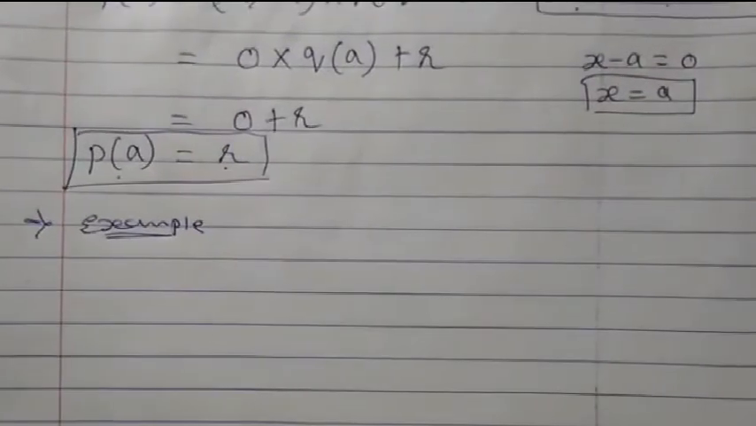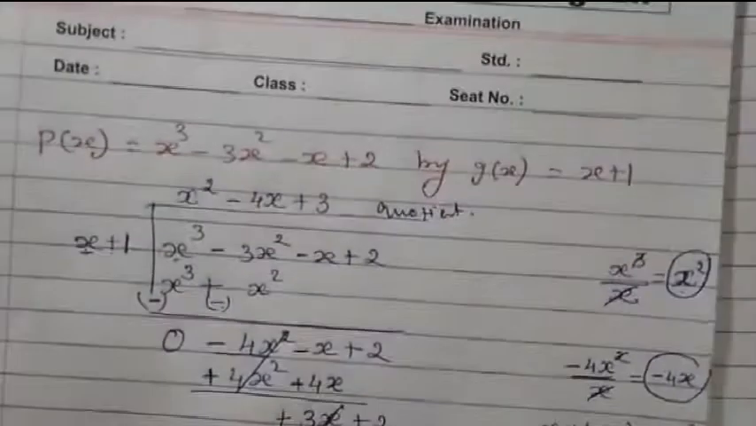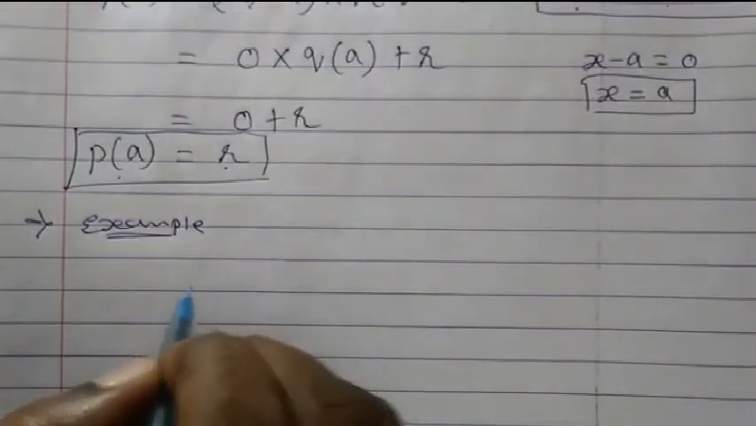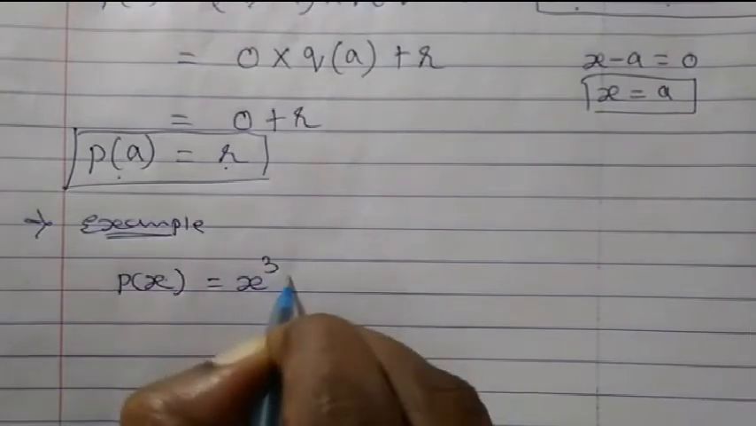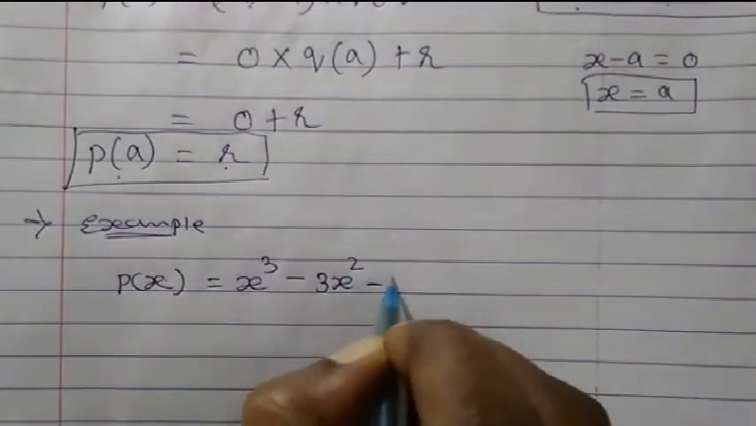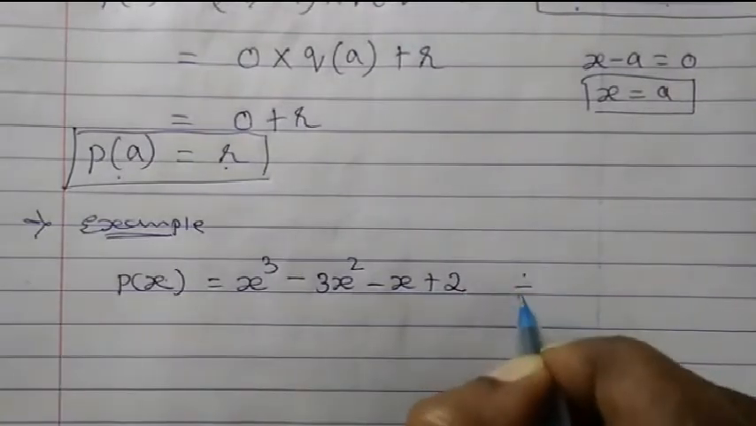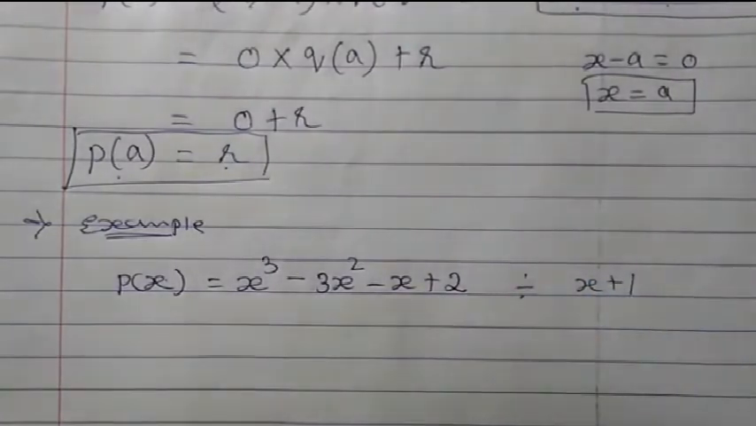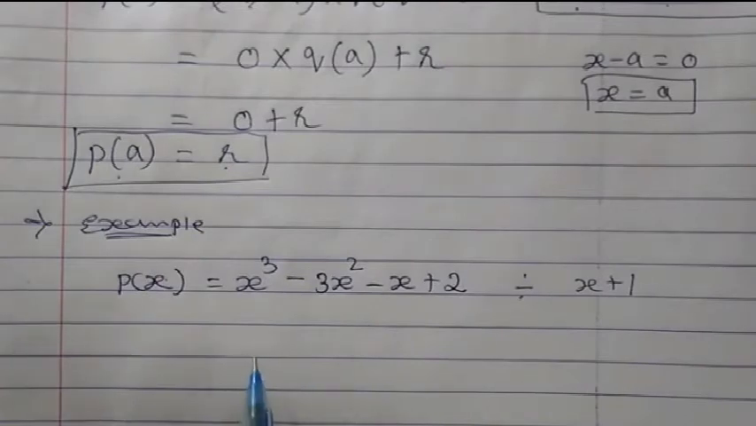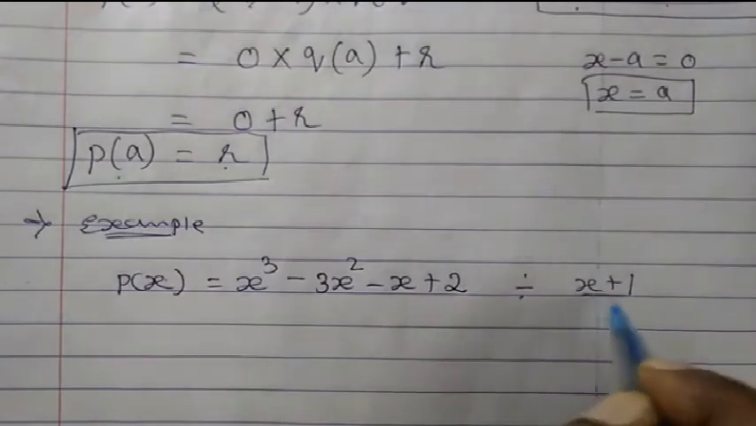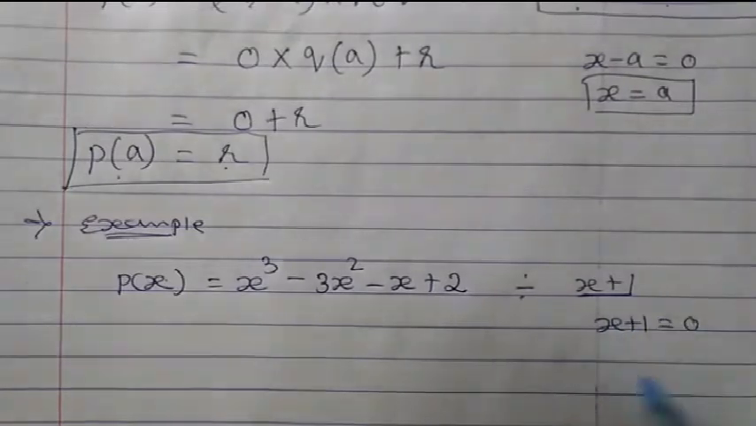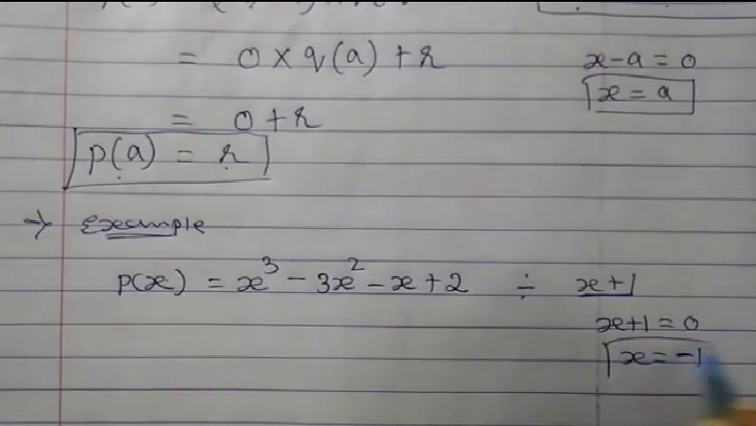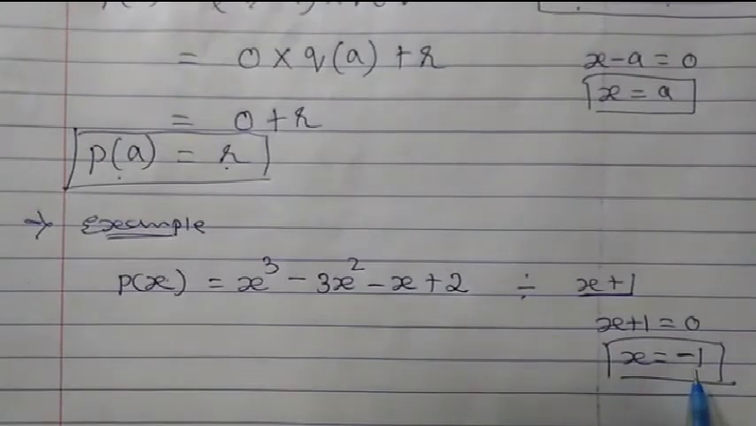So let's take this example. P of x equal to x cube minus 3x square minus x plus 2. This is divided by x plus 1. Now using the remainder theorem, let's find the remainder here. We have to get the x value. This is the linear polynomial, so we get the value of x from here. x plus 1 equal to 0, so x equal to minus 1. Put this minus 1 in the place of x.